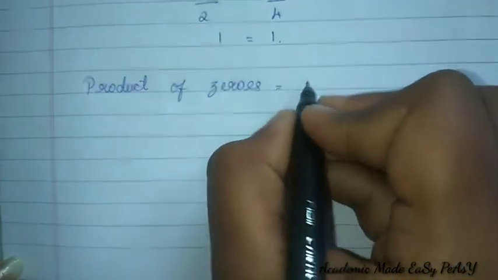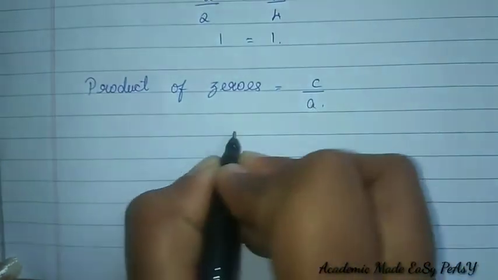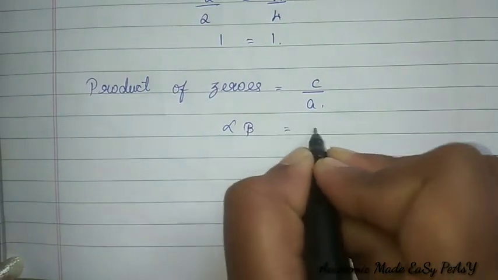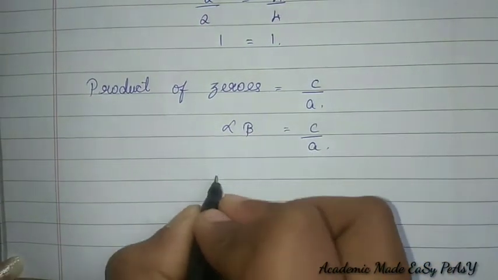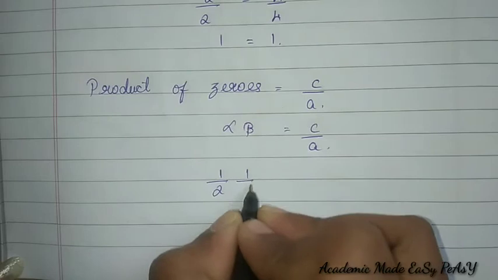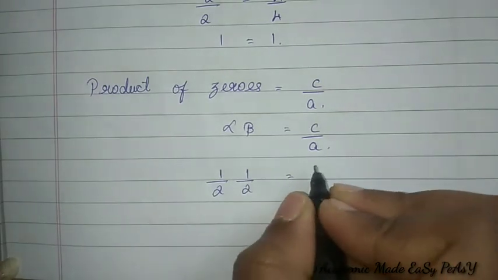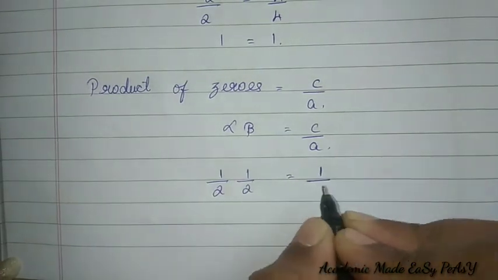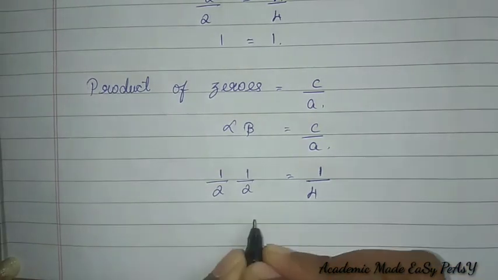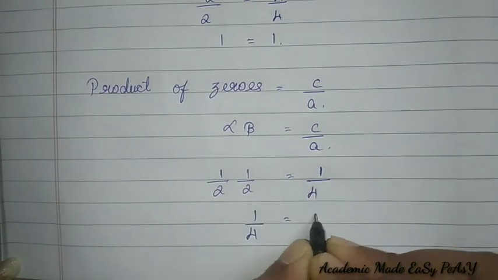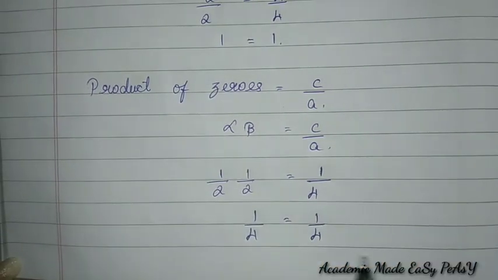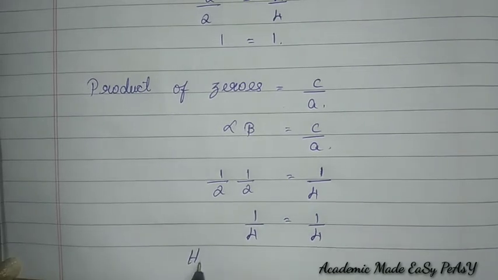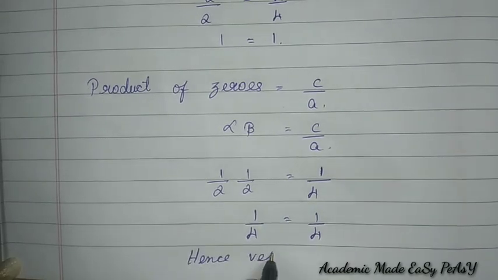Product of zeros is equal to C by A. So alpha beta is equal to C by A. So alpha is 1 by 2, beta is also 1 by 2. What is my C there? It is 1 and my A is 4. So 1 by 4 is equal to 1 by 4. So LHS is equal to RHS. So I will say that hence verified.